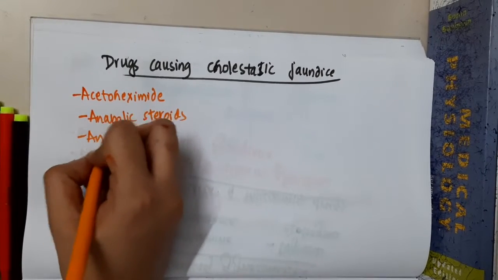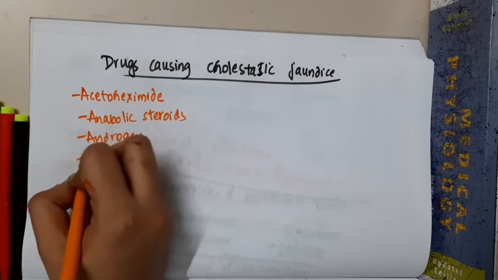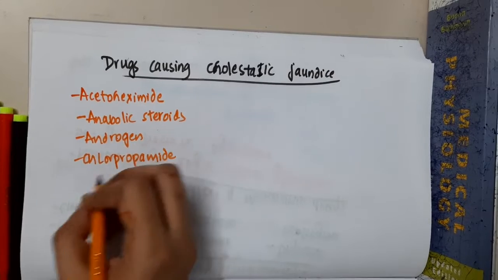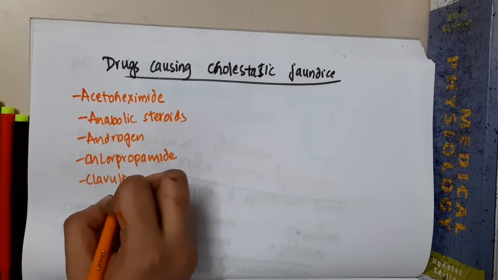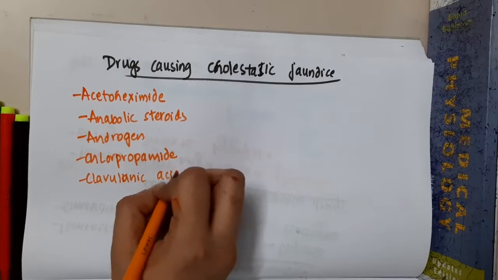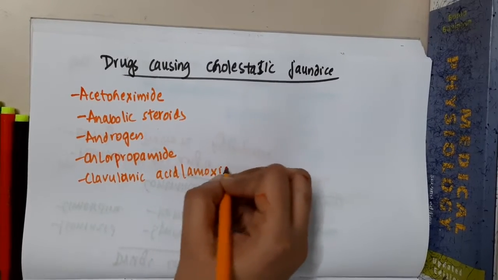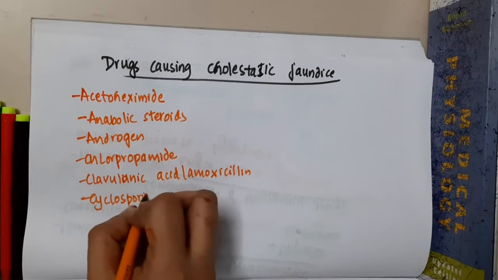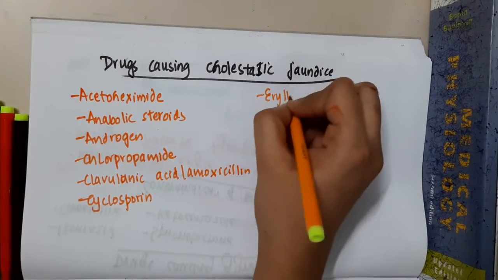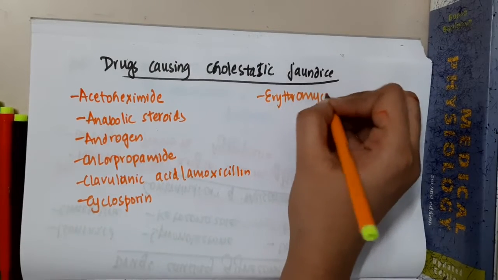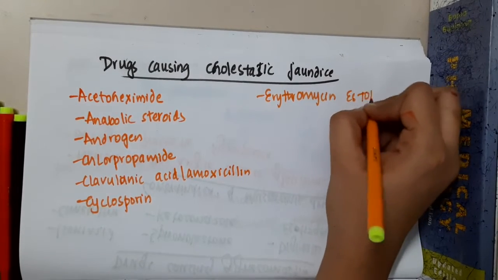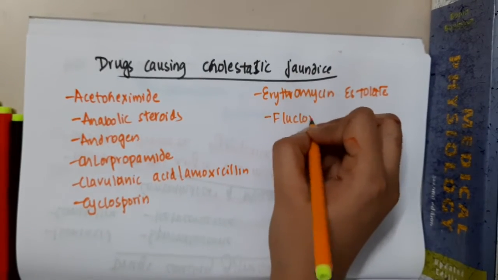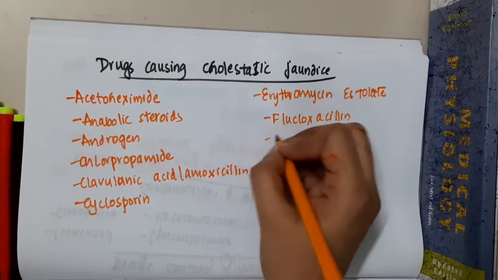Then we have androgens. Chlorpropamide causes cholestatic jaundice. Then we have clavulanic acid or amoxicillin, which will cause cholestatic jaundice. Then we have cyclosporin causing cholestatic jaundice. Erythromycin estolate will cause cholestatic jaundice. Then we have flucloxacillin, which will result in cholestatic jaundice.